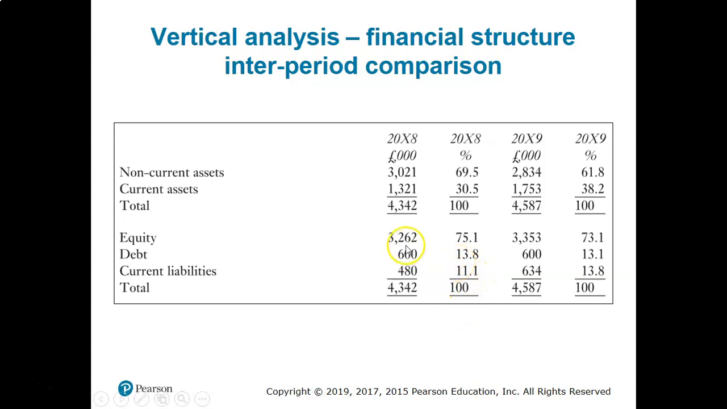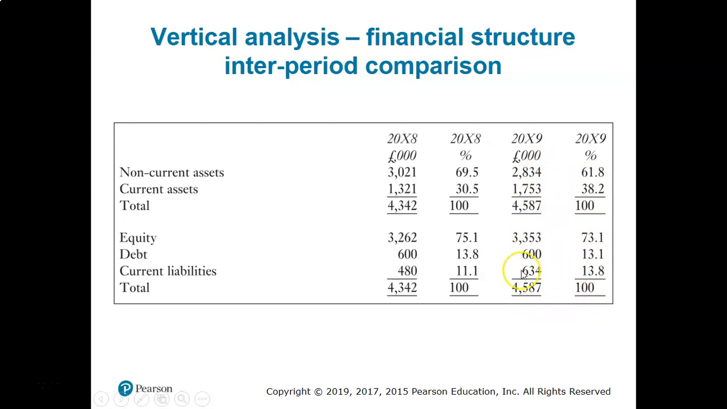Then calculate the percentage for equity. 3,262 divided by 4,342 multiplied by 100, and you will get 75.1. And in case of debt, 600 divided by 4,342 multiplied by 100, you will get 13.8. So similarly, we did the others, and for 2019 assets and liabilities as well.